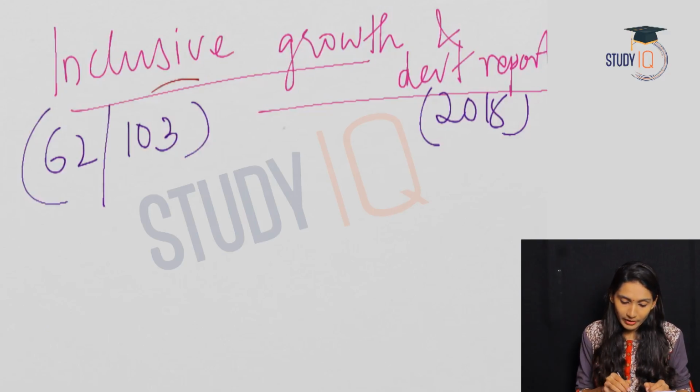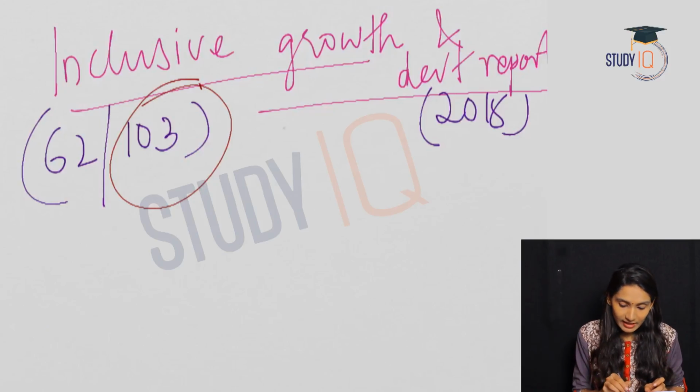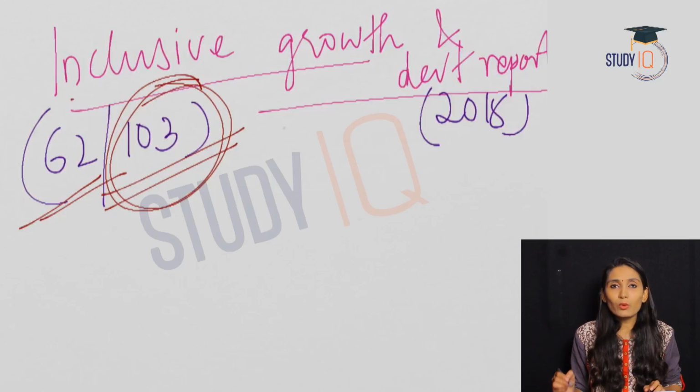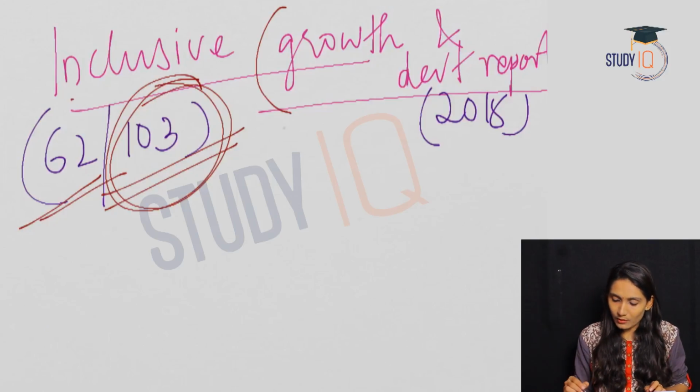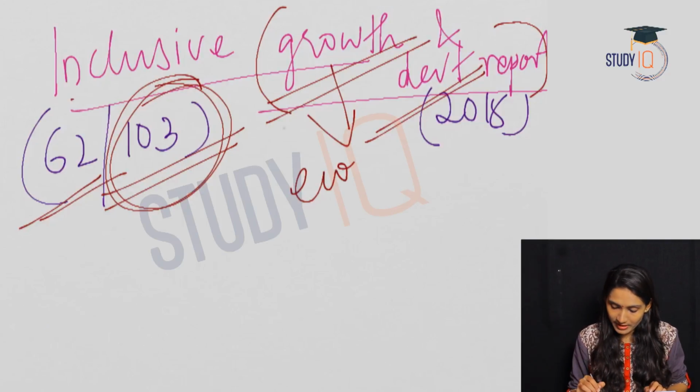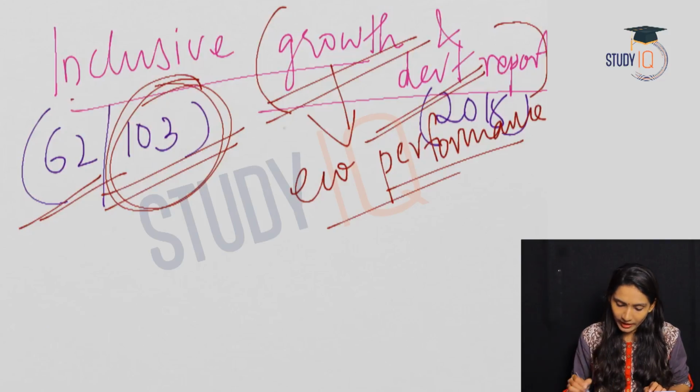So the World Economic Forum analyzes or evaluates 103 economies, and the rank of India is 62. So what is this report all about? Inclusive Growth and Development Report. Growth and development means that it is with regard to economic performance. So this is with regard to the economic performance of countries or economies.